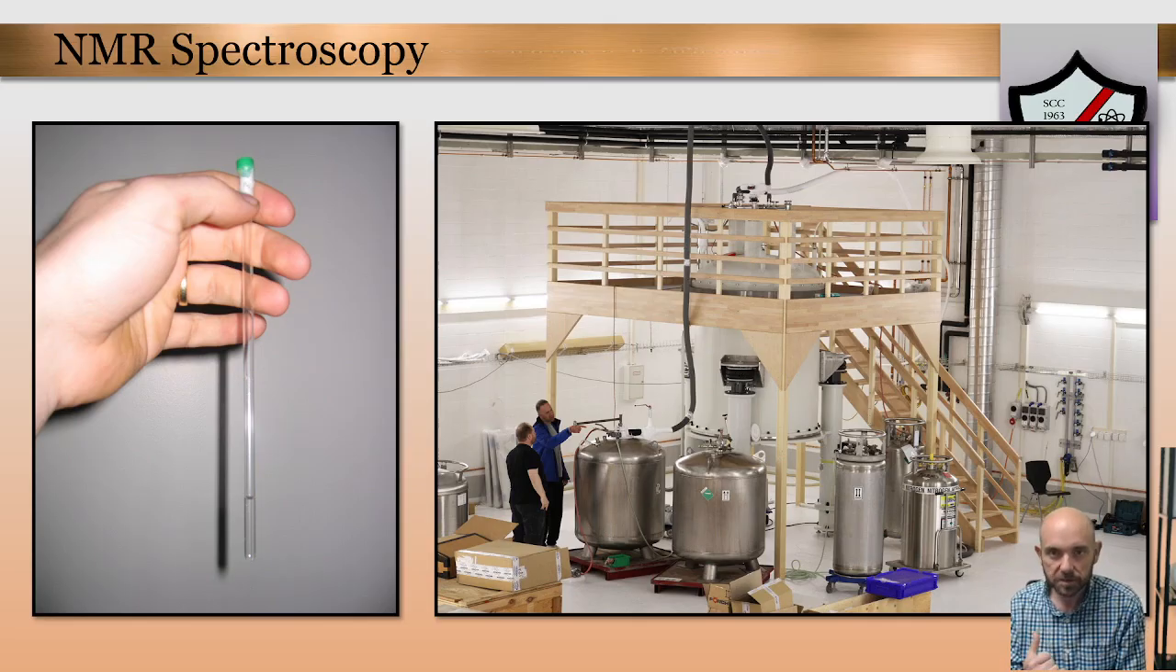So that's a look at what a real NMR looks like, because our lab does not have one, certainly not one of that magnitude. So it's a way to get a look at one, what they really look like.